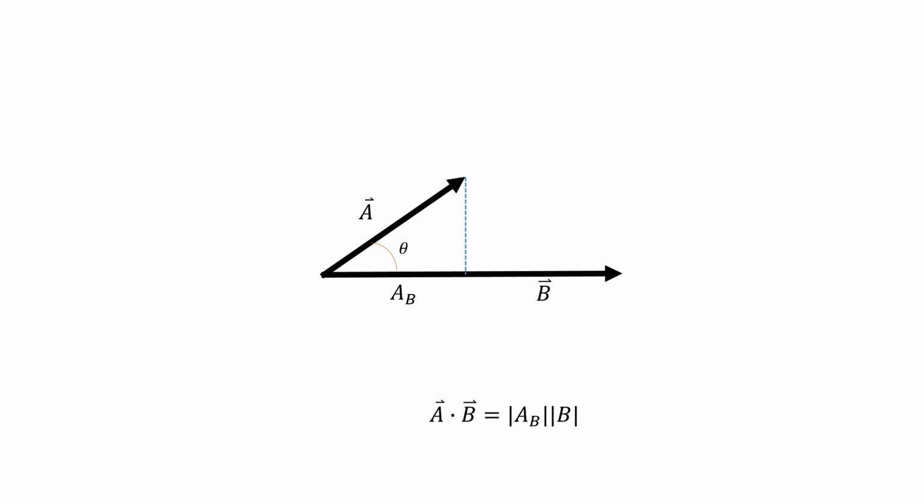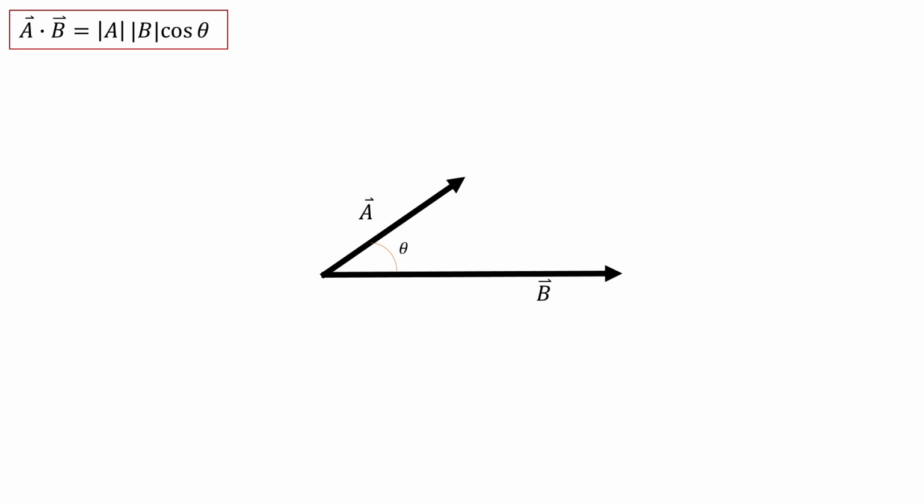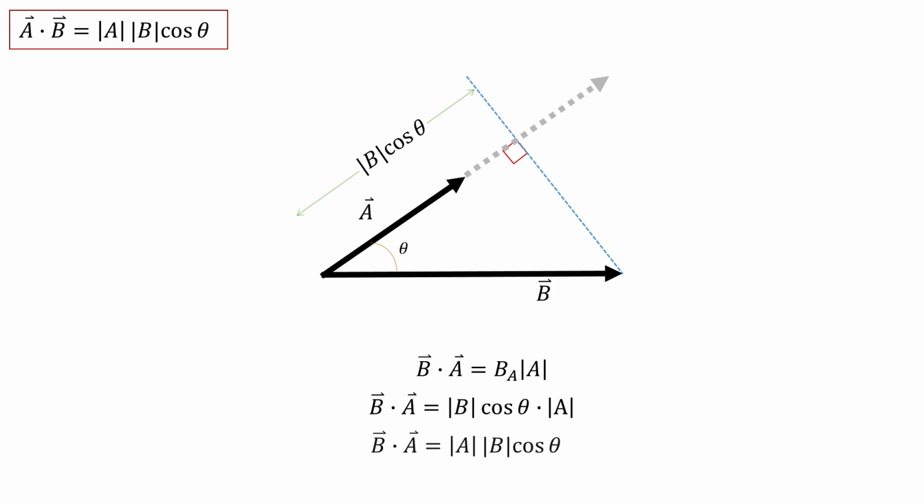Notice that A sub B is just the magnitude of A times the cosine of the angle between the two vectors. So A dot B will be the magnitude of A times the magnitude of B times the cosine of the angle between them. It does not matter if we project A onto B or B onto A. So A dot B is the same as B dot A.